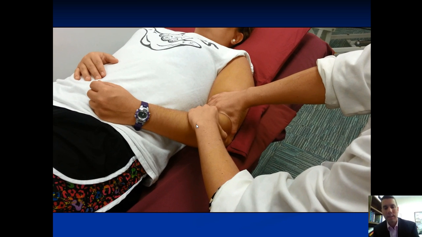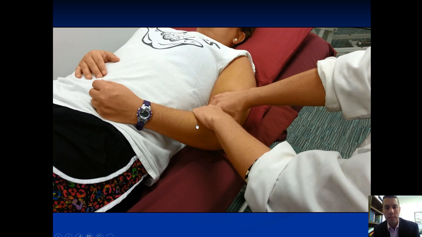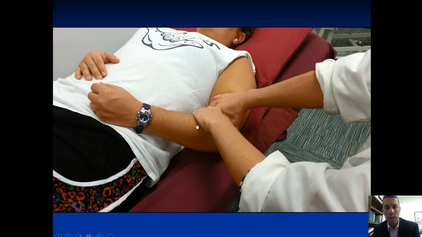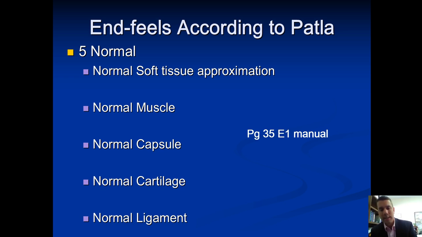Here's another one. This is a glide. We're going to glide the radial head on the humerus. Glide it forward, glide it back. Just moving that radial head back and forth on the humerus. That's another accessory technique. So those are examples for you.